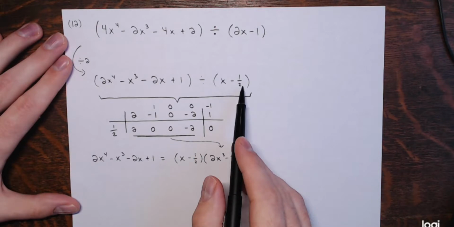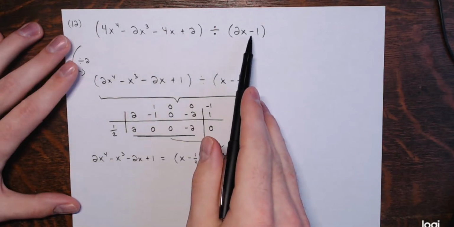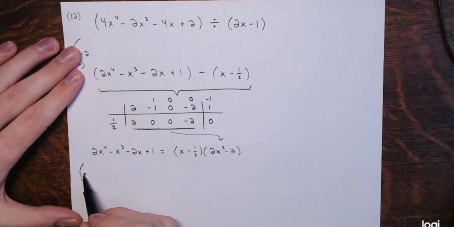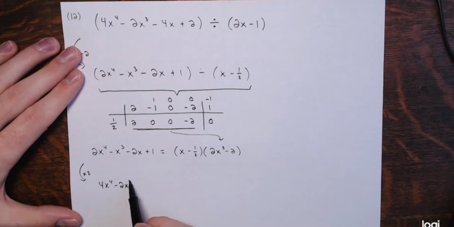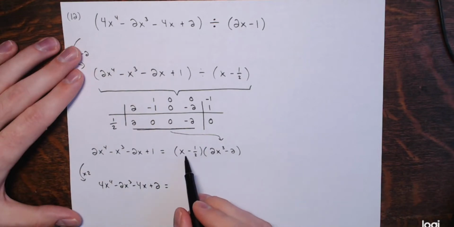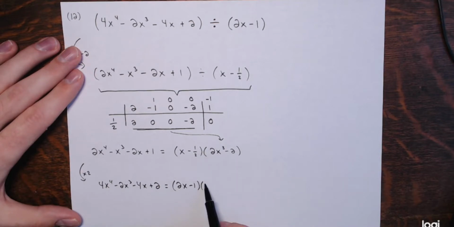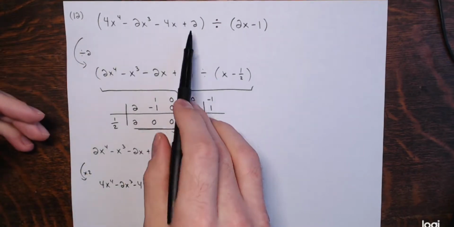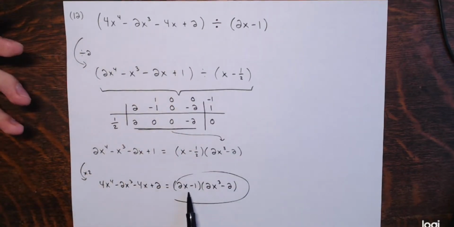If I want to go back to an expression involving the original dividend and the original divisor, we multiply by 2 on both sides, and that gives me 4x to the 4th minus 2x cubed minus 4x plus 2, right? The original dividend equals, and then multiplying one of these by 2, we get 2x minus 1 times, and then the quotient doesn't change, 2x cubed minus 2. And there we go. Here's how you would express the original dividend as the original divisor times the quotient.